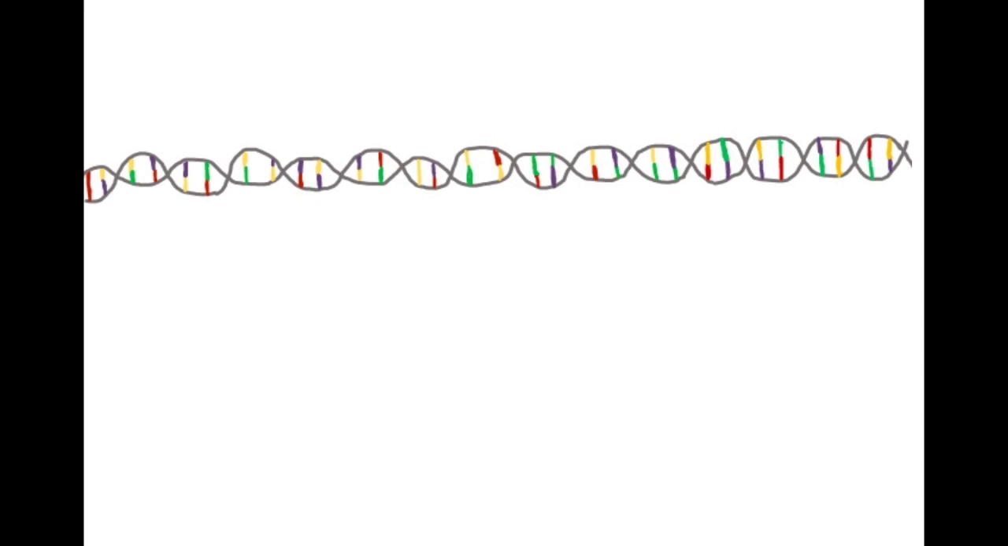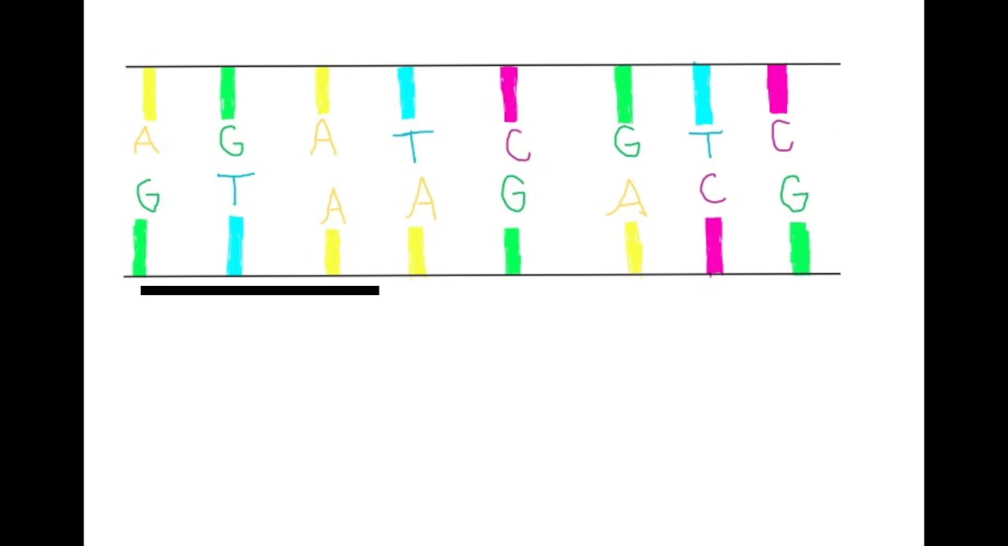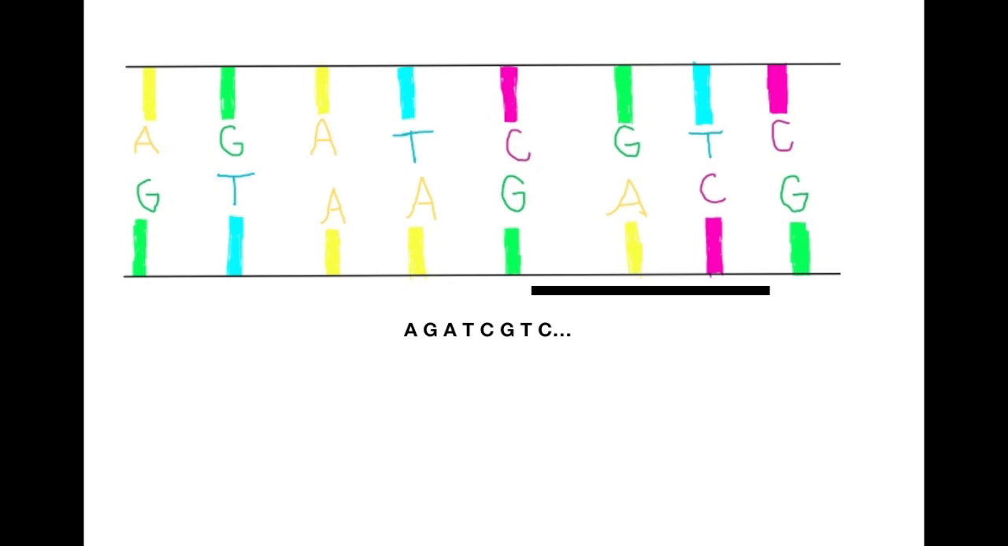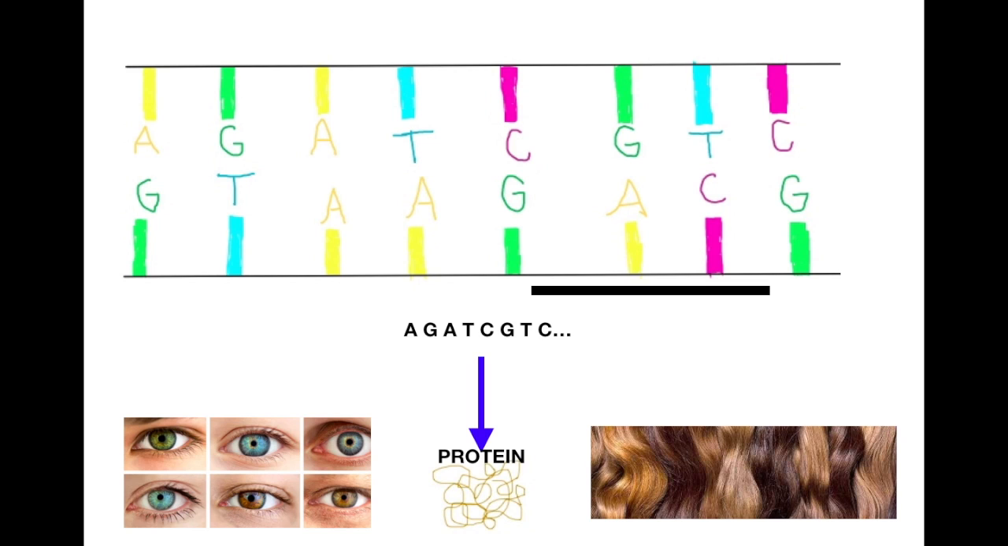When we look at a long chain of DNA, if we were to cut a segment of it, this makes up what is called a gene. Your body reads the nitrogenous base letters that make up a gene like reading a book, and can build specific proteins from it. These proteins determine the function it will have in your body. For example, a gene that is read has the ability to determine your eye color or your hair color.